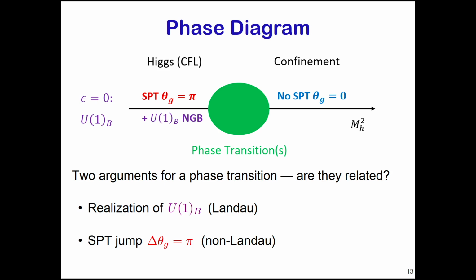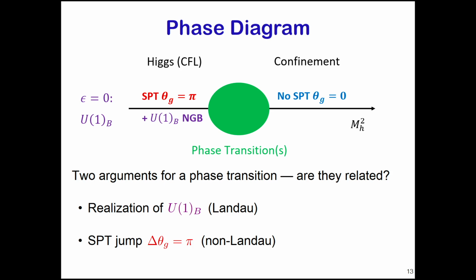So now we have an abundance of riches. We have two different regimes, and we actually have 2 independent arguments why those 2 regimes should be separated by a phase transition. Right? The first argument just involves the realization of baryon number. In one phase it's unbroken, and in the other phase it's broken. So even Landau would have told us that there should be a phase transition in between. There has to be. And on top of that, we also concluded that the SPT jumps. So that's yet another, non-Landau reason why there has to be a phase transition.